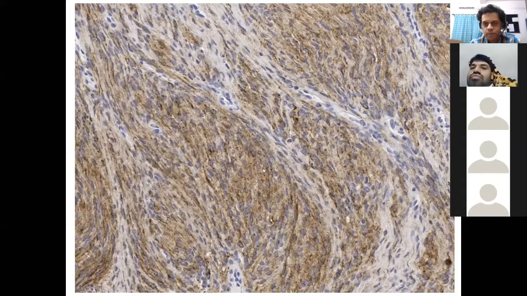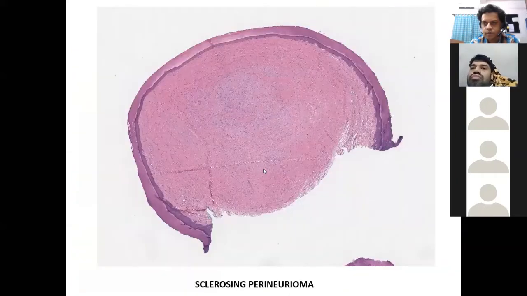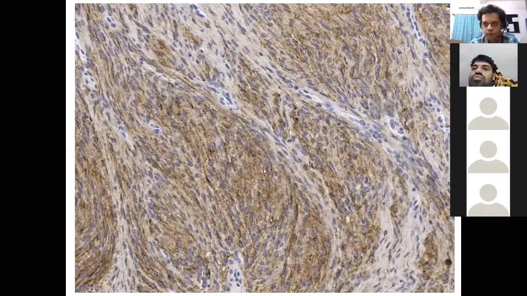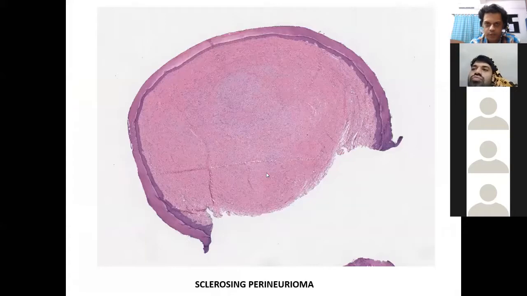So strong EMA positivity and S100 negativity would be a pointer to it being a pure perineuroma and not a hybrid tumor. Hybrid schwannomas along with perineuromas are also known to exist. They are pretty common actually.